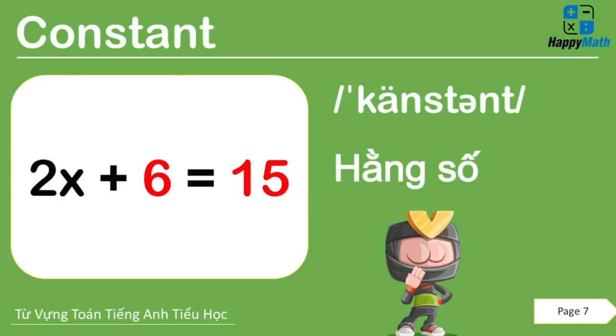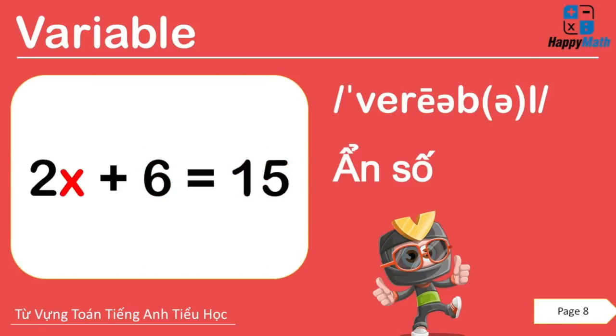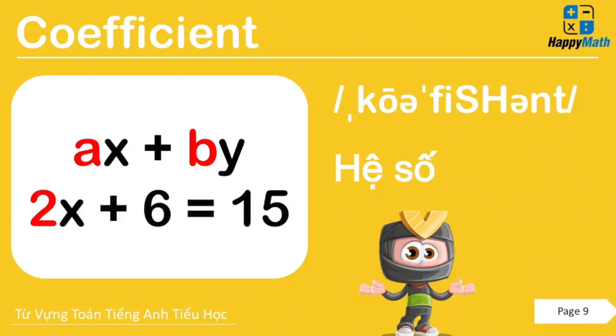Constant, the unchanged number in the exercise. Variable, unknown number. Coefficient. A coefficient means the constant number multiplied with the variable. In this case, you have 2 times x, 2x. 2 is a constant number and x is the variable. So 2 is the coefficient of x.